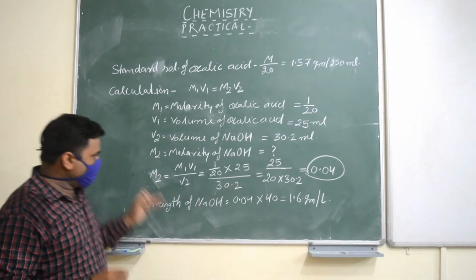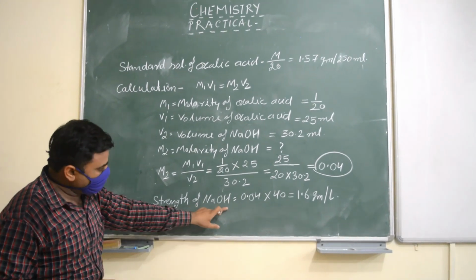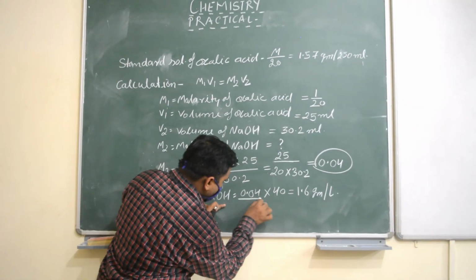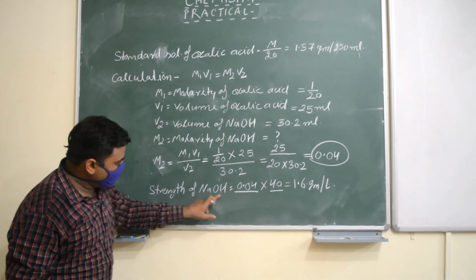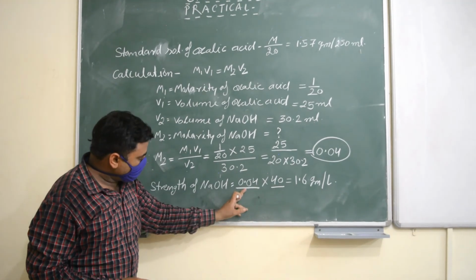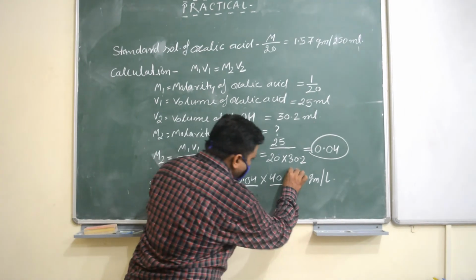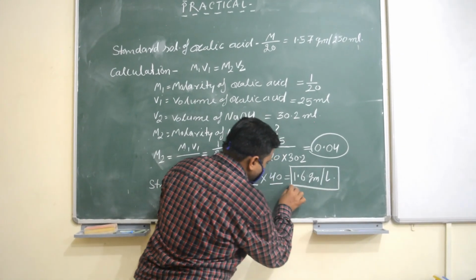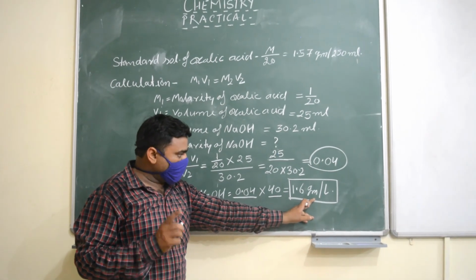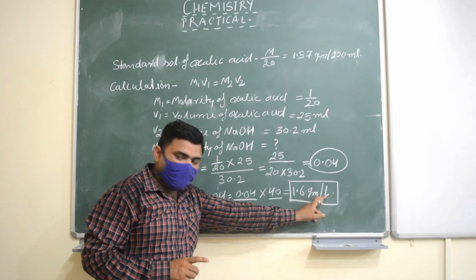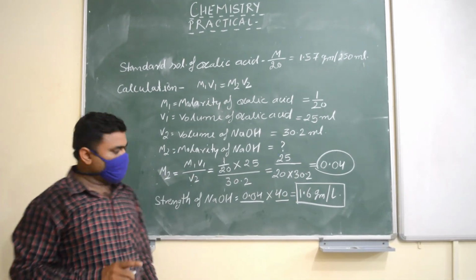What is the molarity of NaOH? 0.04. Now if you want to calculate the strength of NaOH, you can calculate it as molarity times the molar mass of NaOH. The molar mass of NaOH is 40. So you should multiply 0.04 by 40, then it comes out to 1.6 gram per liter. It is the strength of the solution. That is, the unknown solution has 1.6 gram of NaOH per liter. This is the strength of the solution.